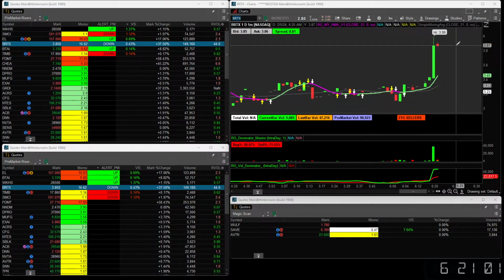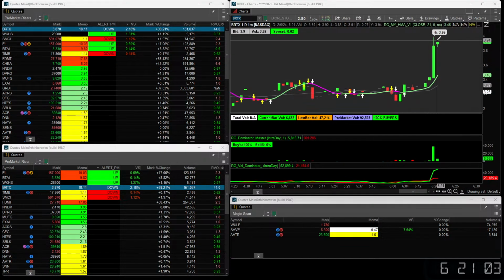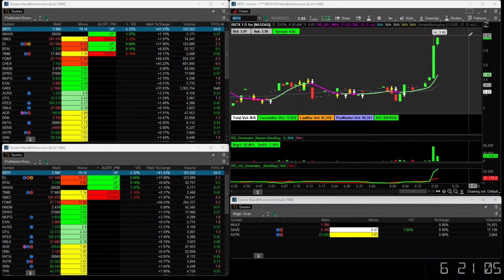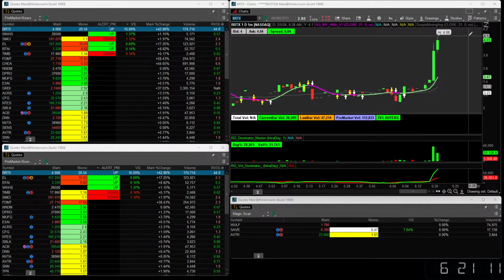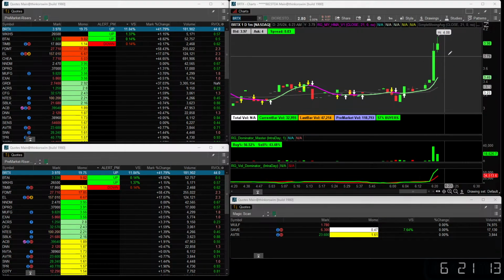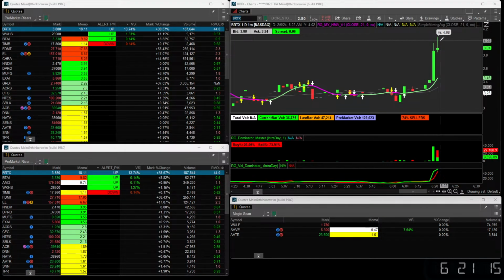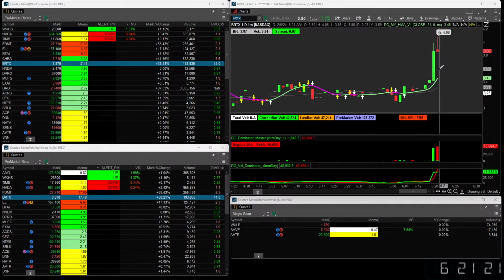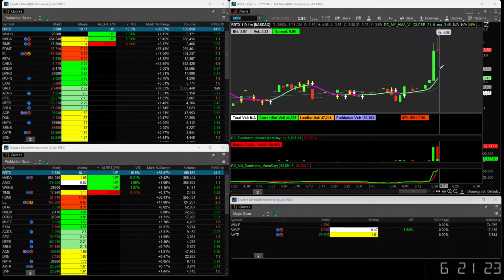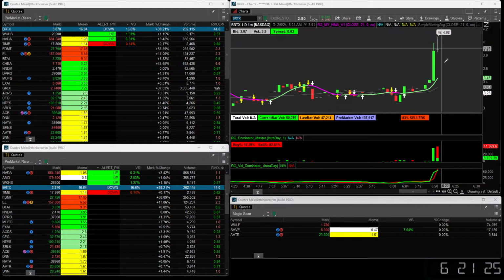BRTX making a move up. Once this price turns around and starts coming down, I'll mark the top of it for resistance. This is where I used to get into a lot of trouble. I would buy it up here, and all of a sudden it would come down and I would lose. That's why I don't like chasing green candles, because you can't really predict it when it's just taking off like this.